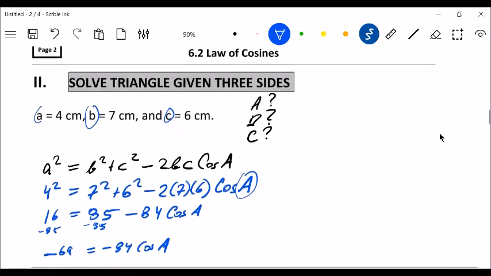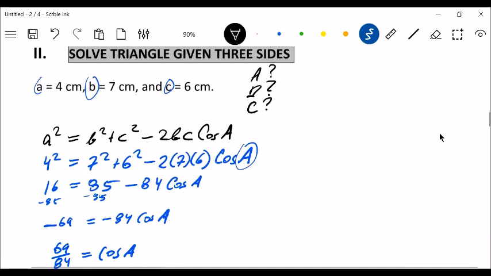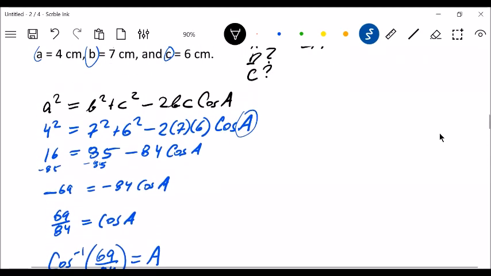So I now know, if I'm going to solve it, okay, I now know that angle A is approximately 34.8 degrees.